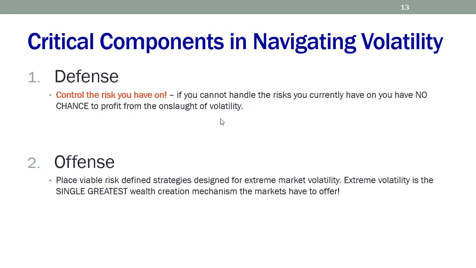Number 2, offense. Place viable, defined risk strategies designed for extreme volatility. Extreme volatility is the single greatest wealth creation mechanism the markets have to offer, bar none. People think it's always a bull market, it's this. It's volatility. It's always volatility.